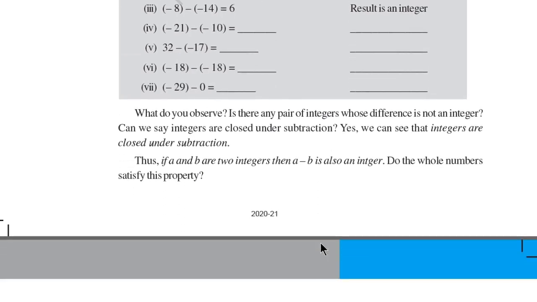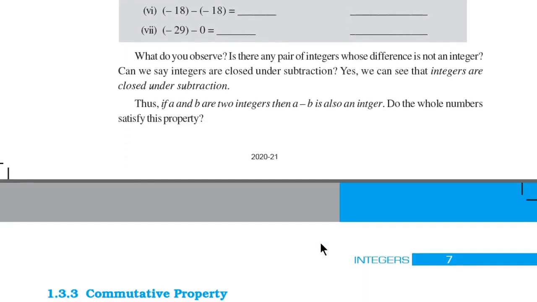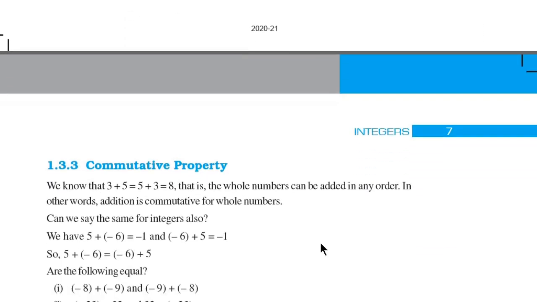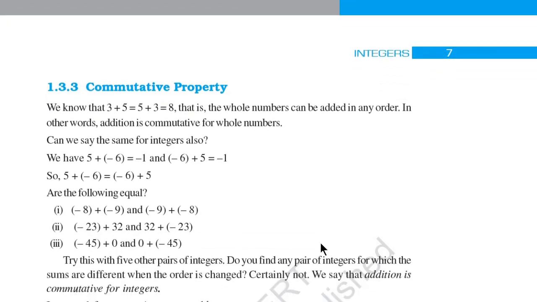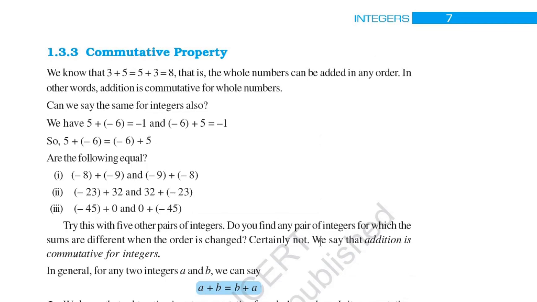Do the whole numbers satisfy this property? So this property is not satisfied. 1.3.3 Commutative property. We know that 3 plus 5 is equal to 8, and 5 plus 3 is equal to 8. So we can write 3 plus 5 as 5 plus 3 also. That is, whole numbers can be added in any order. In other words, addition is commutative for whole numbers. Can we say the same for integers also?